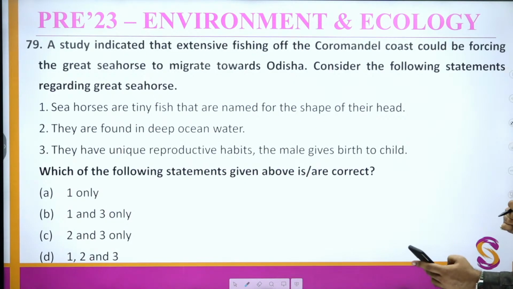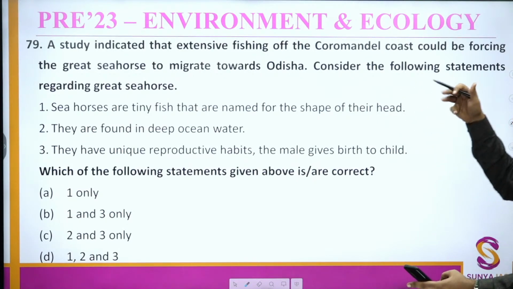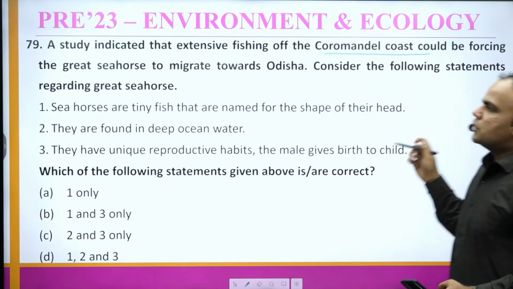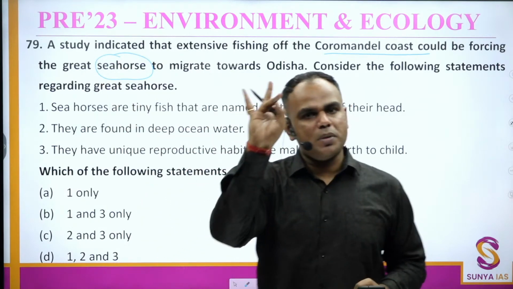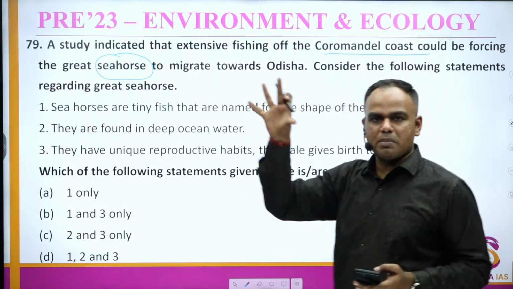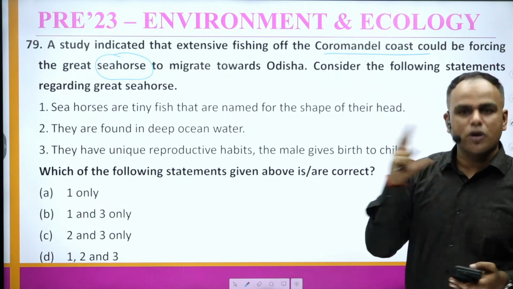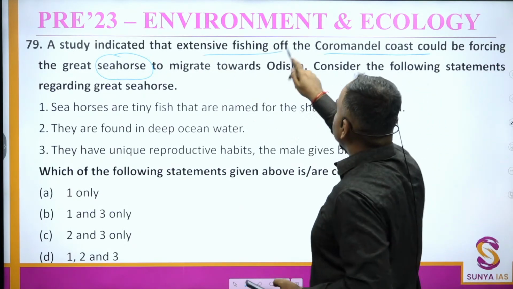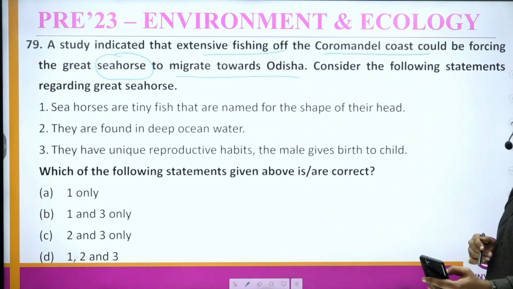79. Okay, then a study indicated that extensive fishing on the Coromandel coast can be used... Now this question is about seahorse. In this lecture, we have seen sea cucumber, we have seen sea cow, basically the manatee species, right? If you remember that. We have seen seaweed, and we also know sea grasses. Now we see seahorse. There is this tendency that excessive fishing is happening, and seahorses are migrating towards Odisha.